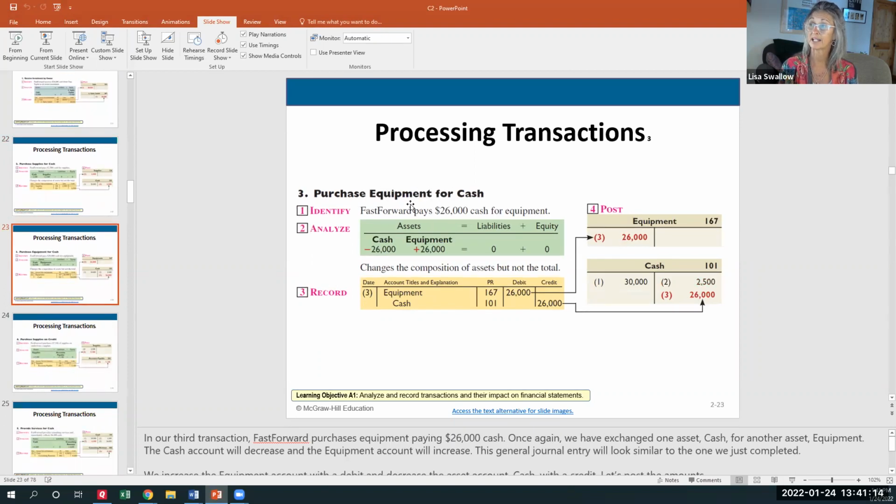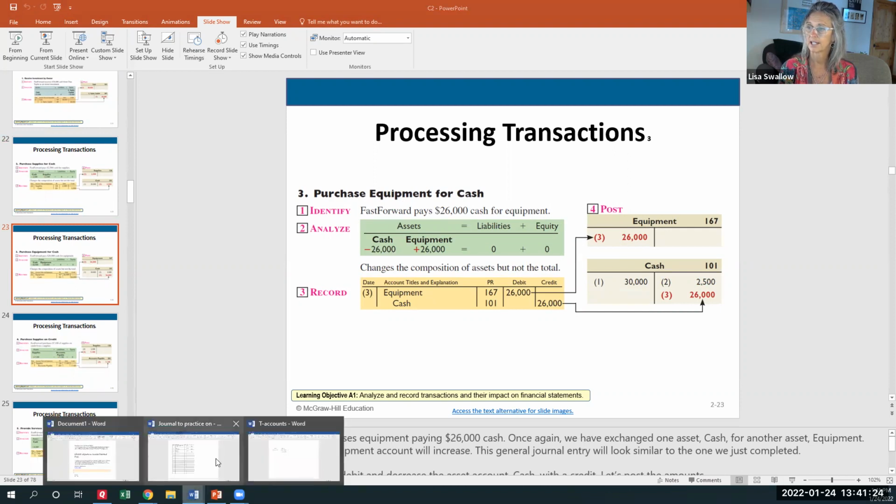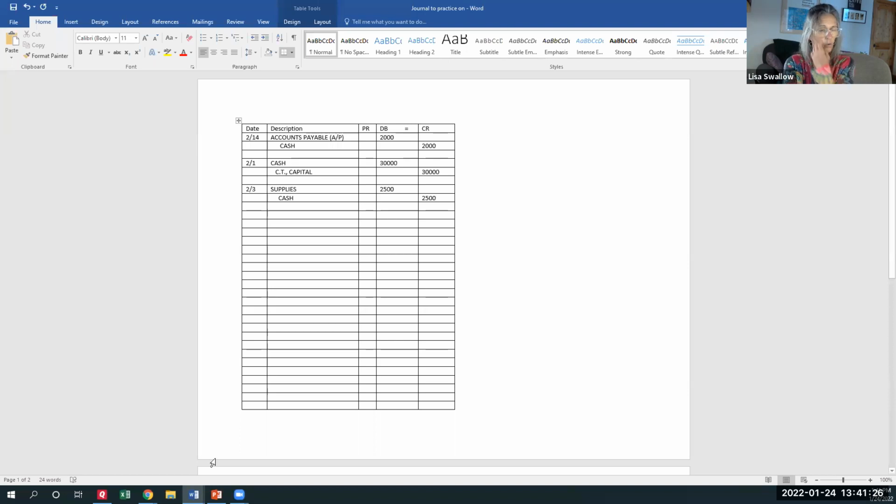In this case, my company paid $26,000 for equipment. So I want you to think about what kind of account is equipment, what kind of account is cash, how do you make equipment go up, how do you make cash go down, turn off the video, and record this in your journal for me, please. And we'll meet back up here. Say it happened on the 5th of February.